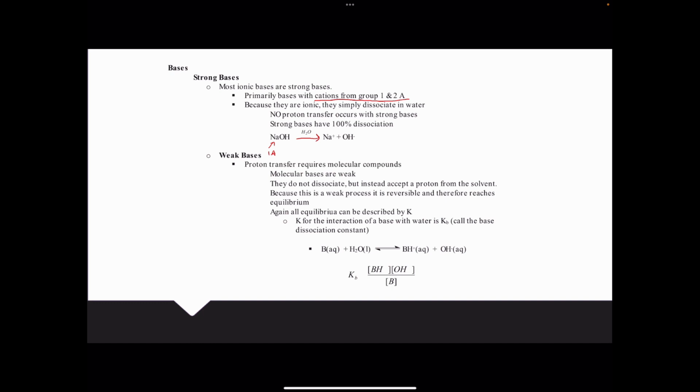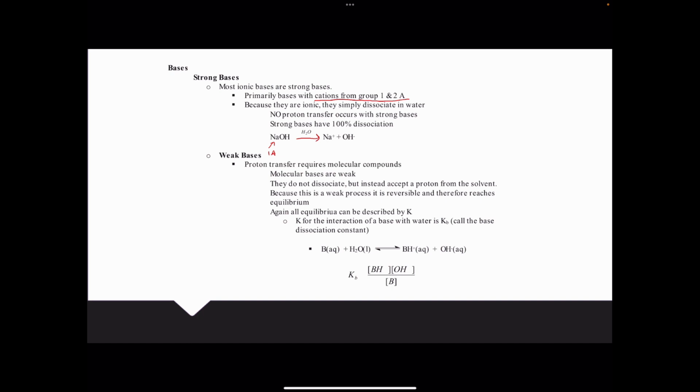These strong bases have strong solubility. Remember our solubility rules: group 1 and 2A hydroxides tend to be soluble, and if they're soluble, they're going to dissociate. So when we're identifying our bases, we've got to know group 1 and group 2A. Those are strong. If it's not a group 1 or group 2A base, then it's going to be a weak base. Weak bases are predominantly ones that undergo proton transfer.